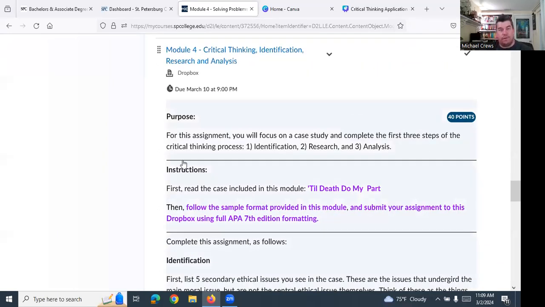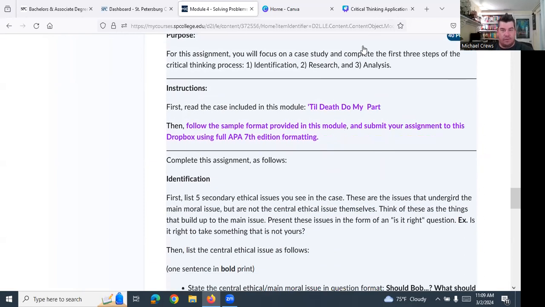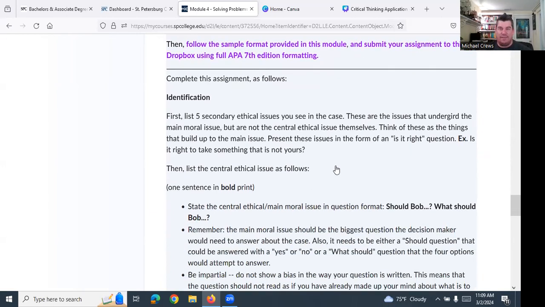So for this assignment, we're going to focus on the case study, which I showed you, in the first three steps of the critical thinking process, which is identification, research, and analysis. So it's reminding you here to read the case, and it's telling you to use full APA formatting, which I'm going to show you. I've given you guys something to download and use for this assignment to make it easier for yourself. And I'll show you that in a minute.